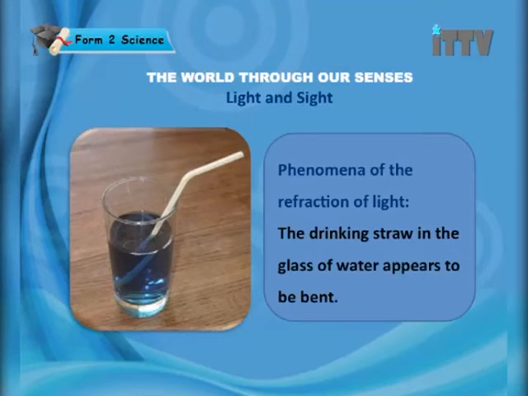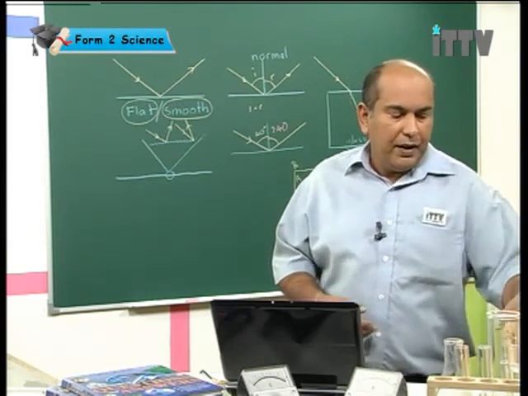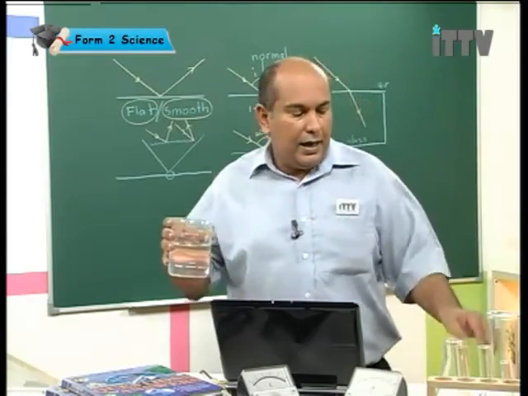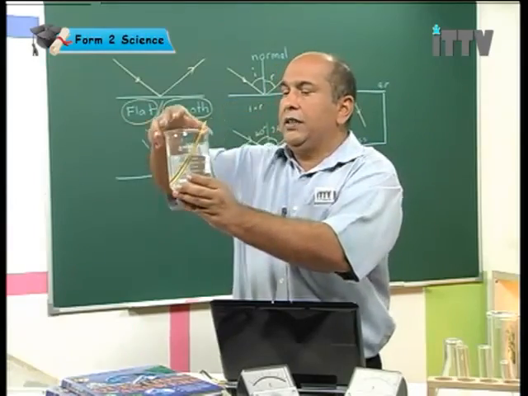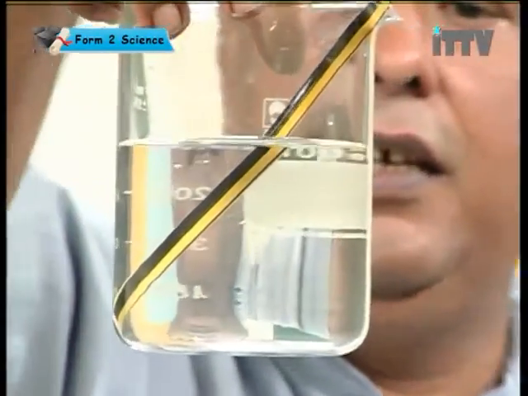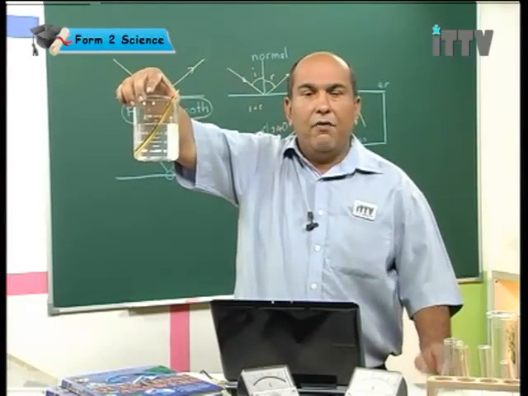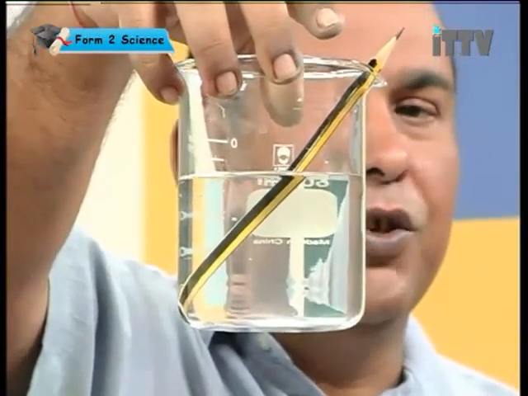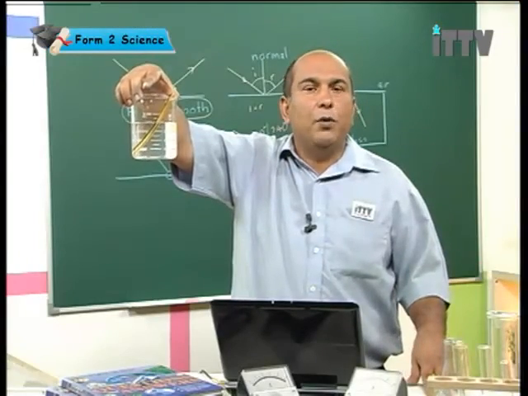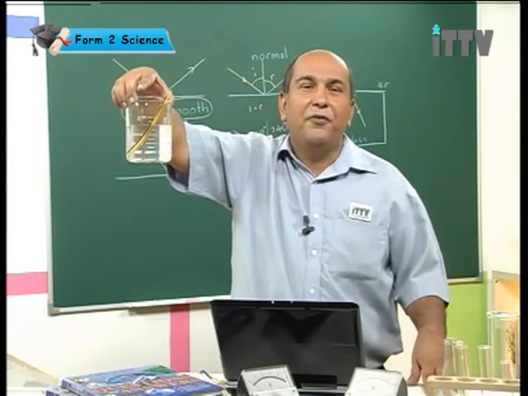The drinking straw in the glass of water appears to be bent. Well, we can actually do this in the lab. What I've got here is a beaker of water, and I'm going to put a pencil into this beaker of water like so. Now, if I hold this up for you over here, you should notice that the pencil looks bent. Never mind the straw, the pencil looks very bent. Now, the reason that the pencil looks bent is because of this wonderful phenomenon, which is called, that's right, refraction.